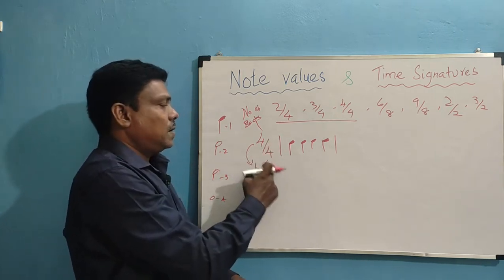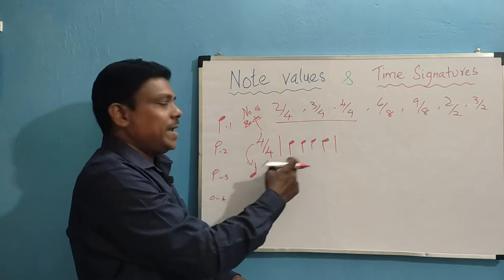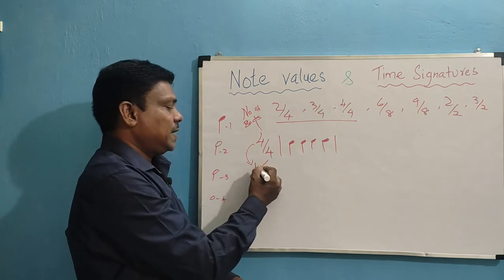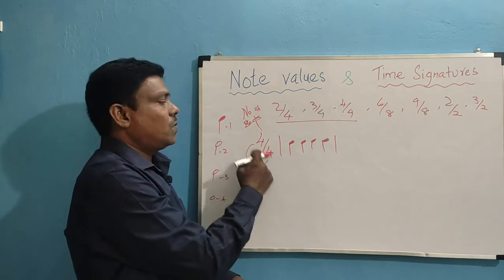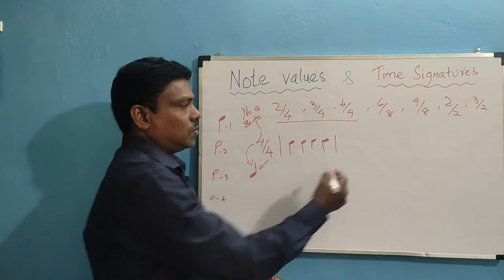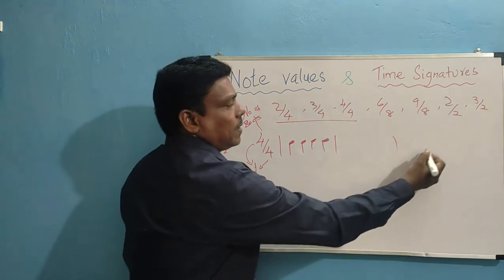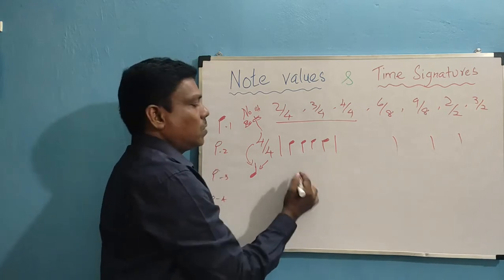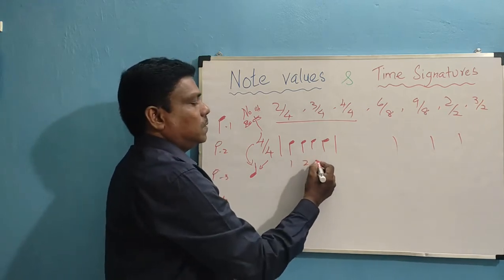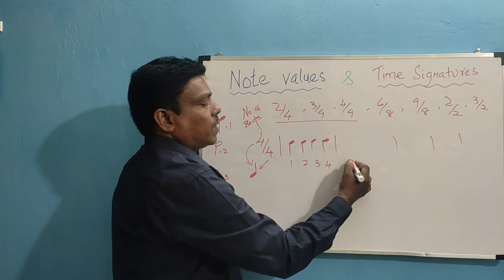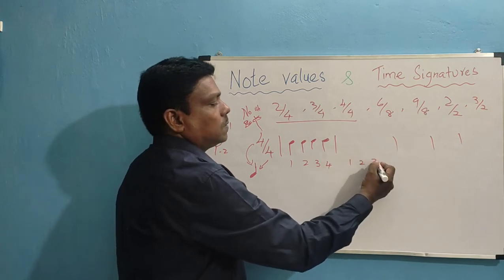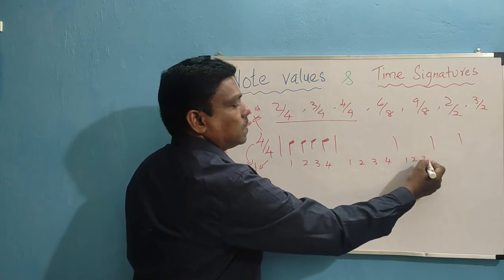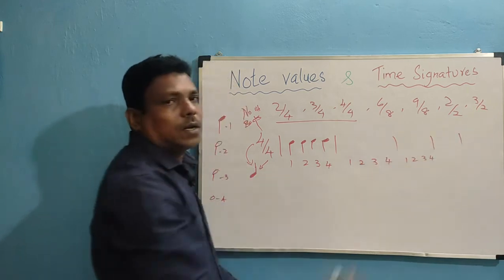In 4/4, the top 4 means the number of beats, and the bottom 4 shows the type of beat. The type of beat here is a crotchet. So in each bar there will be 4 crotchet beats. 1, 2, 3, 4, 1, 2, 3, 4, 1, 2, 3, 4, like that it will go.